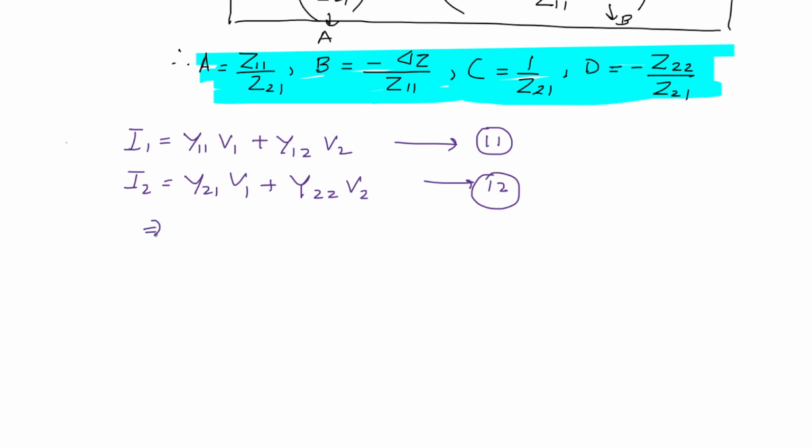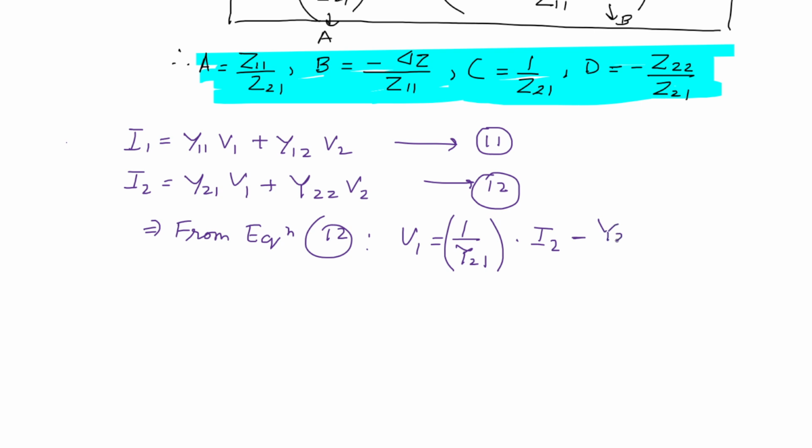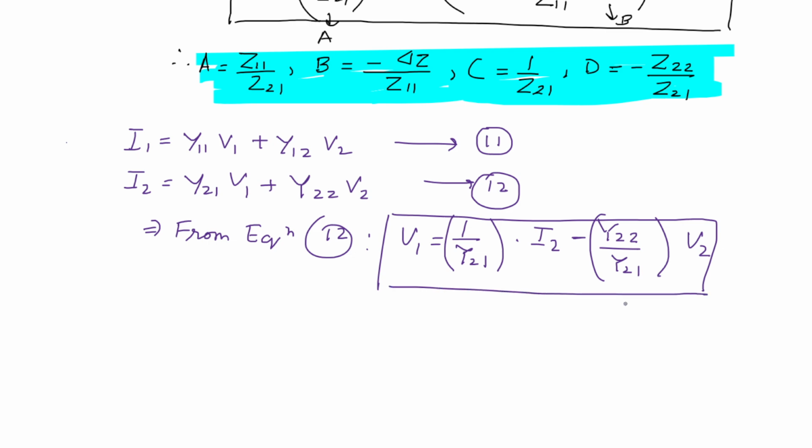So from equation 12, we get V1 is equal to 1 by y21 into I2 minus y22 by y21 into V2. So this is our first equation. So if you compare, it must be A and this must be B.